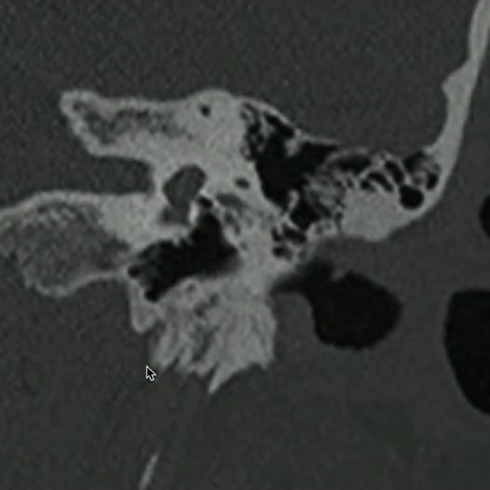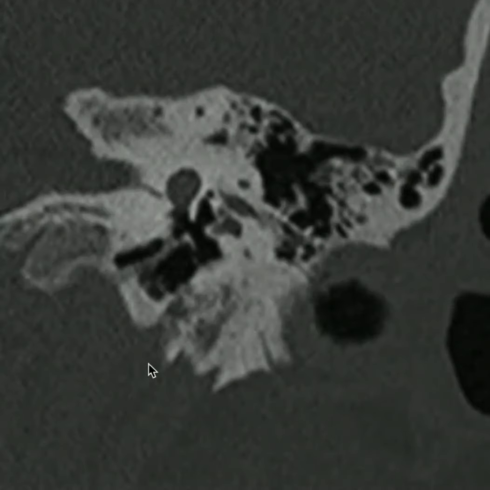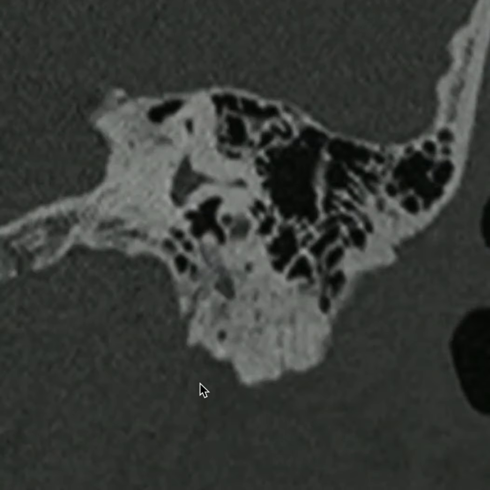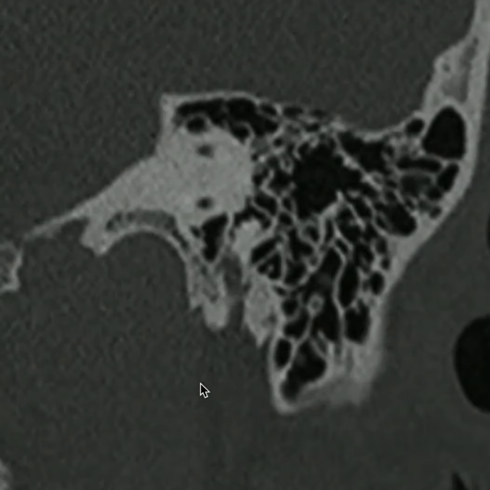These will include the Jacobson nerve, which is a branch of cranial nerve 9, the glossopharyngeal nerve, and also the inferior tympanic artery. The inferior tympanic artery is a branch of the ascending pharyngeal artery, which in turn came from the external carotid artery. Scrolling more posteriorly, we'll see another important opening in the skull base that is going to be at the level of the mastoid segment of the facial nerve.